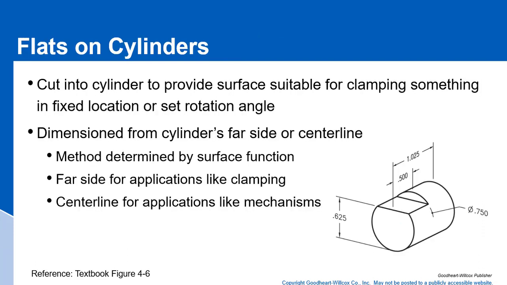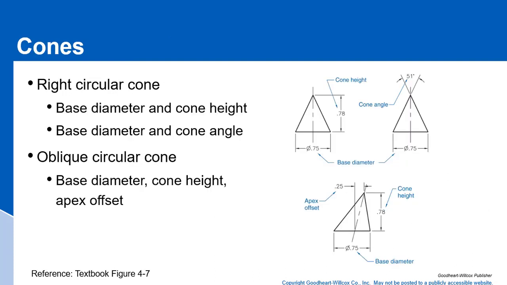Flats on cylinders. Here's how we dimension a flat on the cylinder. We need to dimension the depth of the cut, and that's usually dimensioned from the back side, and then the length of the cut, and that's usually dimensioned right up in here. So a cut into a cylinder provides a surface suitable for clamping something in a fixed location. Dimension from the cylinder's far side to the center line. And just that.